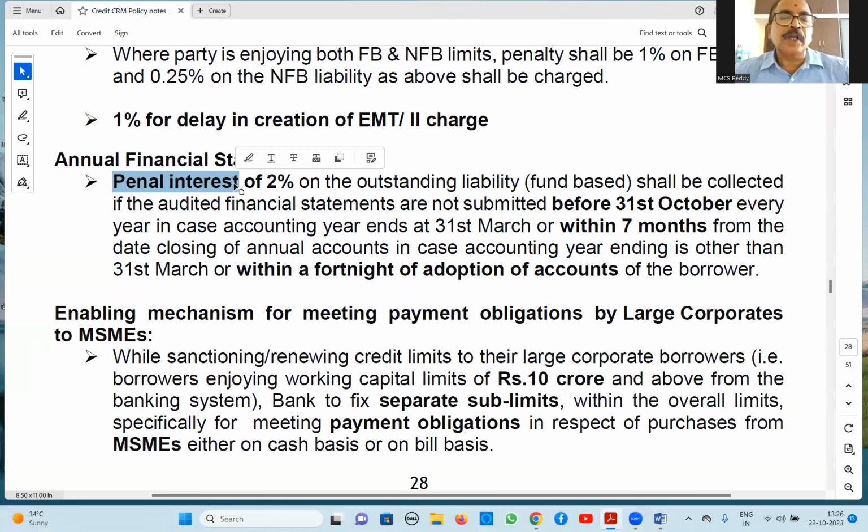So generally we call it 31st October, because our financial year ends on 31st March. So 7 months, 31st October is the due date for submission of the audited balance sheet. If the party does not submit by 31st October, from 1st November onwards we have to charge 2% penal interest for not submitting the audited balance sheet. This question is recalled frequently.